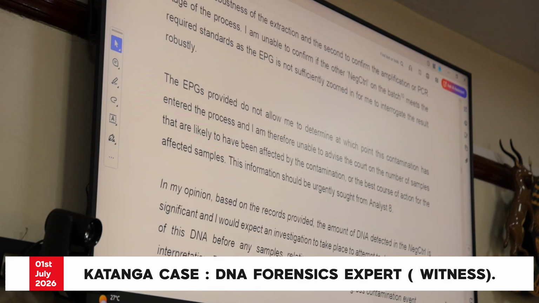Let's unpack that. This contamination in the negative control, what if any impact does it have on the rest of the batch? The true impact I'm unable to determine because I do not know at which stage this negative control entered the process. From the paperwork, it appears that it came in at the very beginning, my lord, extraction.